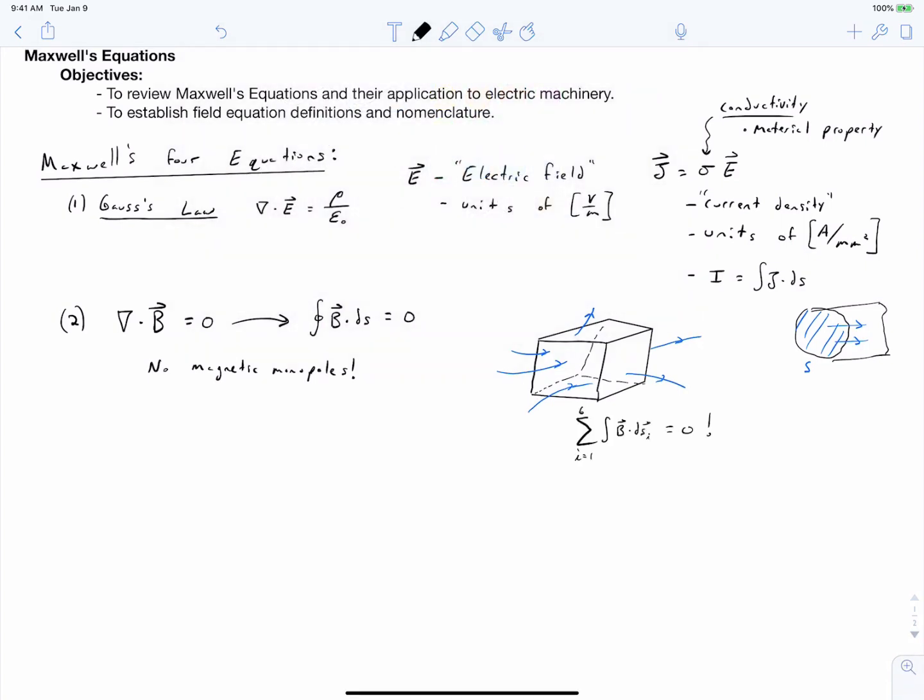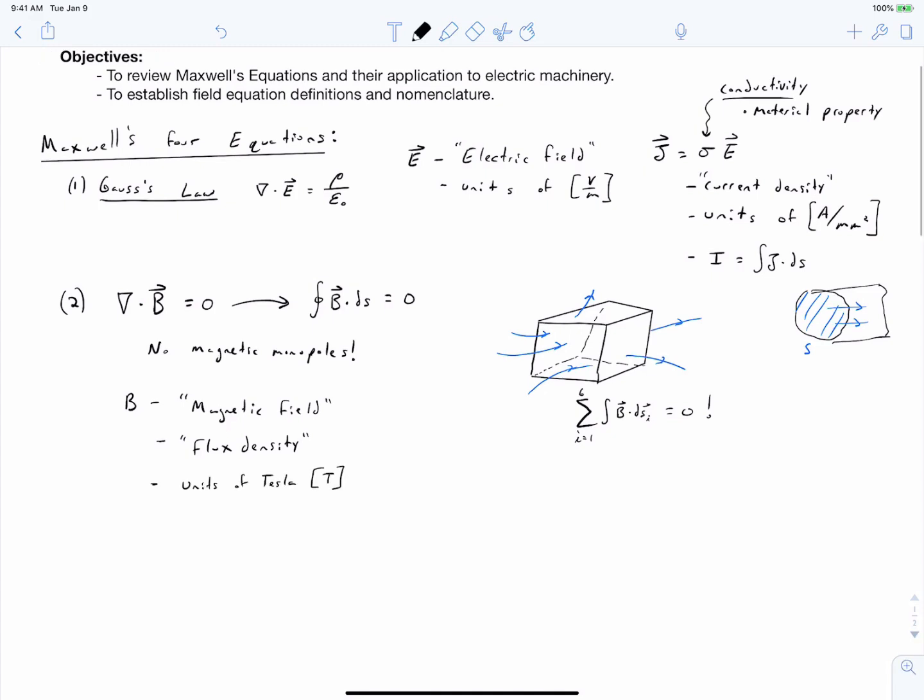Alright, so let's now talk about magnetic fields. We use B to represent a magnetic field, and we also call magnetic fields flux density. And magnetic fields in this class will have the units of Tesla. So that was Maxwell's second equation. It does not have a name.